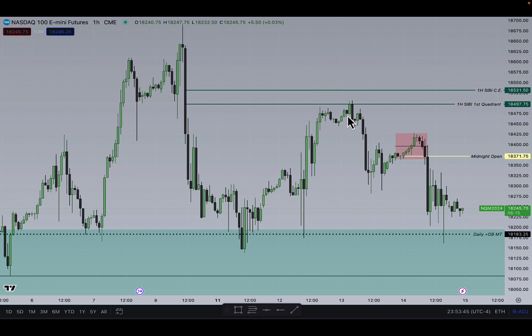We trade up into that order block. Why is this an order block? Because it forms a fair value gap. All right, that's just a quick, bare bones explanation of it.